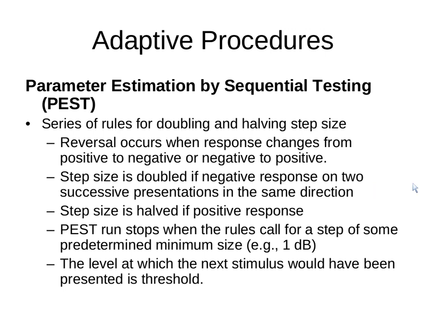So we double the step size if we get a negative response on 2 successive presentations in the same direction, and we halve the step size if we get a single positive response. So it's set up in a different way than the other procedures are. So because we keep cutting down the step size, once we get more positive responses, we're probably going to get a pretty good resolution, or pretty precise measure in the end.